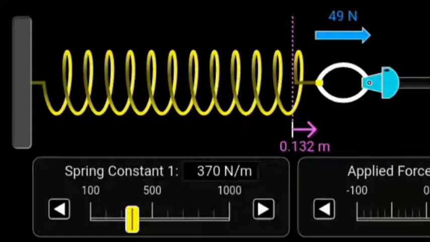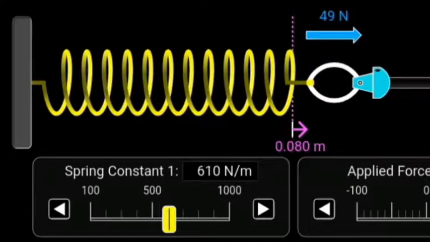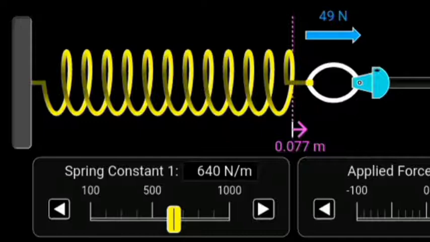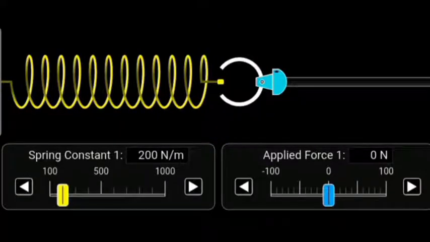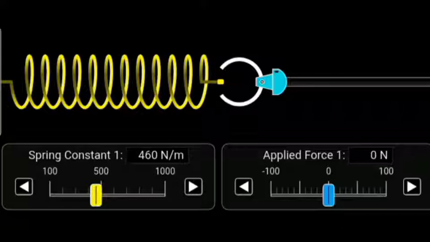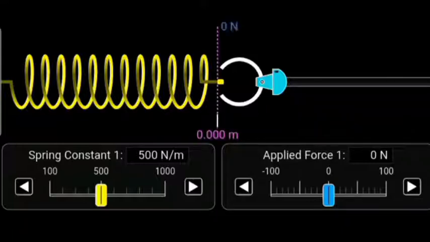Now, I want to increase my spring constant. Let's start afresh. Let me go back to zero point. Let me go to at least 500 Newton per meter. Then let me put my equilibrium position value. Let me also put my force. Now, at this point you see nothing has happened to the spring. Therefore, the extension or the displacement is zero.